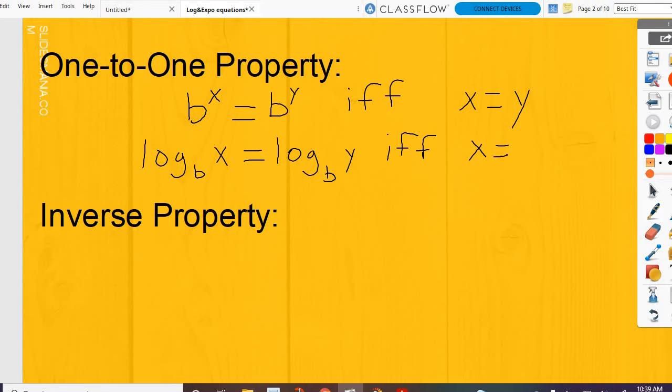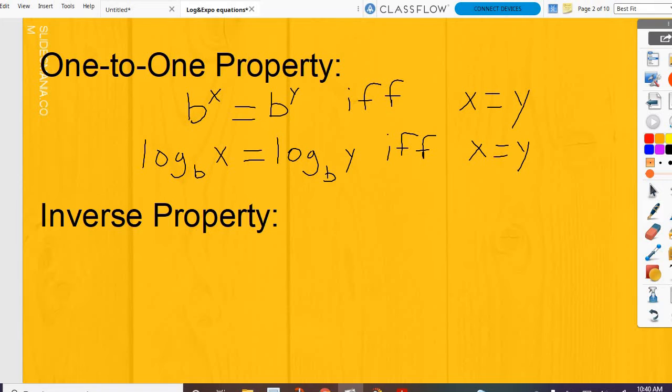Now remind me, what does IFF stand for? Does anybody remember from geometry? So it stands for if and only if. So we're saying b to the x equals b to the y if and only if x equals y. So those two things have to be true at the same time. Same thing with our logarithmic statement.